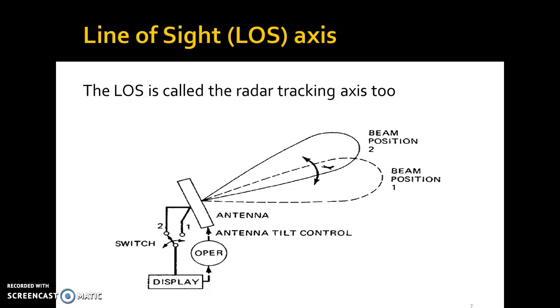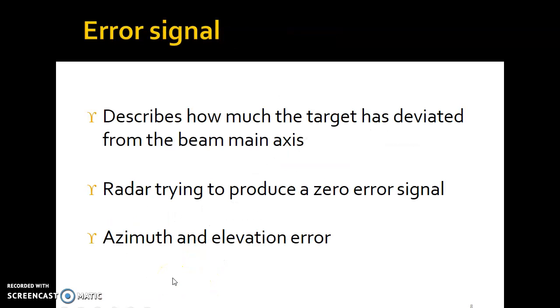Where the target is lying, we can accordingly tilt our antennas. We have a switch 1 and switch 2. Switch 1 is used for beam position 1, switch 2 is used for beam position 2, and we can accordingly tilt our antenna mechanically in order to set it over the target. This is a display used for displaying the target.